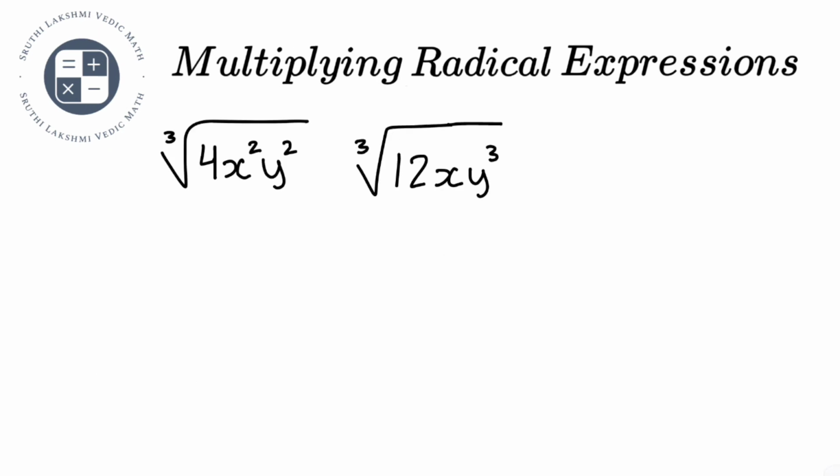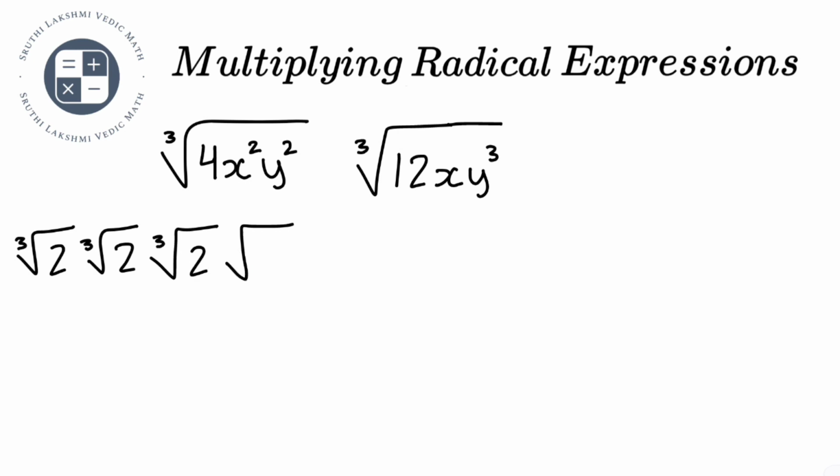Now let's multiply the cube root of 4x squared times y squared times the cube root of 12xy to the third power. Now to do this, let's go ahead and factor out 4. So we would get the cube root of 2 times the cube root of 2. Now let's factor out the cube root of 12. We would get the cube root of 2 times the cube root of 2 times the cube root of 3. 2 times 2 is 4, 4 times 3 is 12.